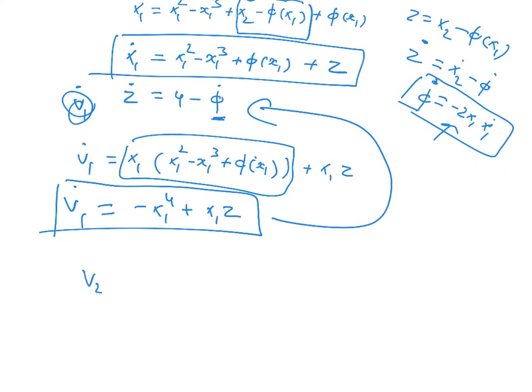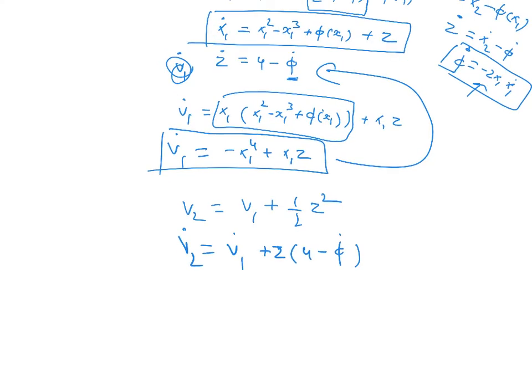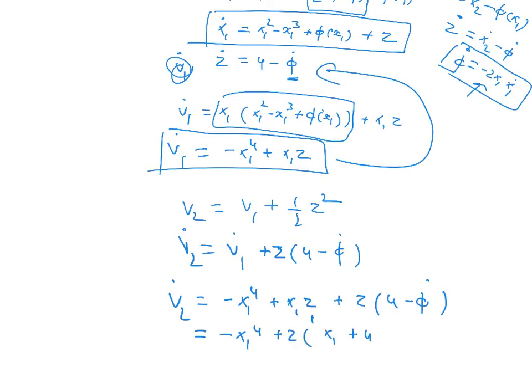So that's our V1 dot. Now we can write our new Lyapunov candidate function, where we want to make z go to 0. So V2 will be V1 plus half z squared. Simple. What is V2 dot? V1 dot plus z z dot, which is u minus phi dot. So V2 dot will be minus x1 to the 4 plus x1 z plus z times u minus phi dot. Now you can take z common: minus x1 to the 4 plus z times x1 plus u minus phi dot.